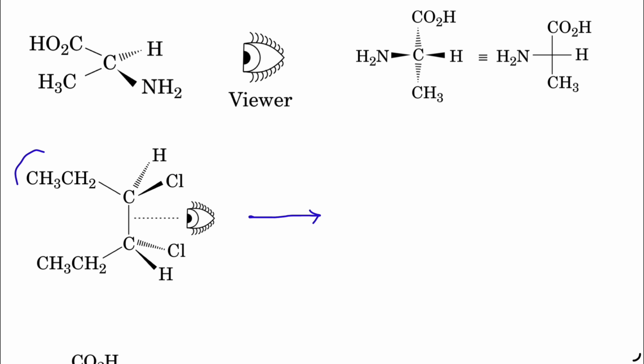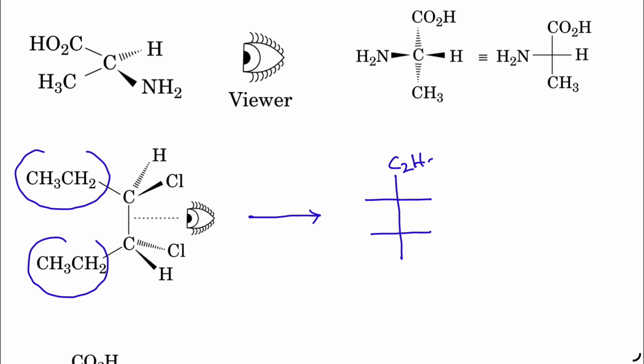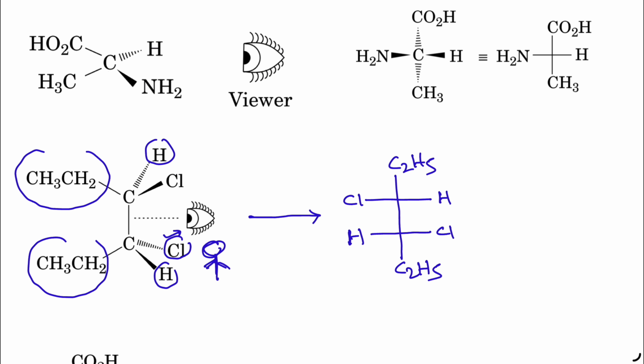Here this is an ethyl group, and here also we have an ethyl group. They are away from the observer, therefore one ethyl group is here, another ethyl group is like this. When you are seeing the molecule from this position, at this carbon, this chlorine is above the plane. Watching from this position, this chlorine will be on the left side and this hydrogen on the right side. And here, this hydrogen is actually above the plane of the paper, but when you see the molecule from this position, this hydrogen will be on the left side and this chlorine on the right side. So this is the conversion of a wedge-dash formula into Fischer projection formula.